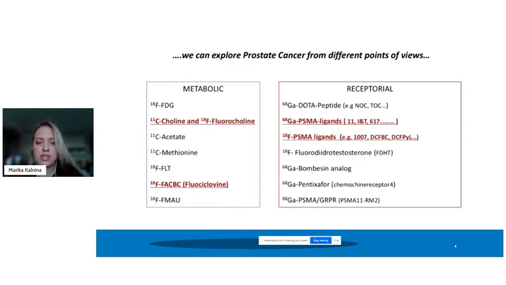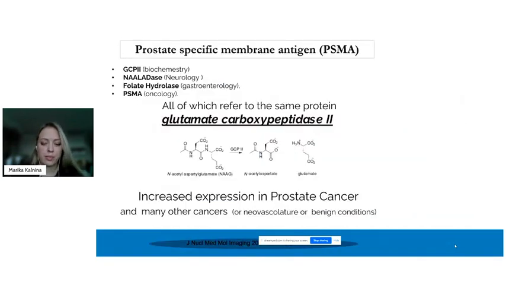Receptors and PSMA ligands are now mostly used, when available. The first were labeled with gallium, and now we already work with fluorine-18 PSMA ligands. Till now, gallium PSMA is more widely used, but there is a quite fast switch to fluorine PSMA, and I will explain why.